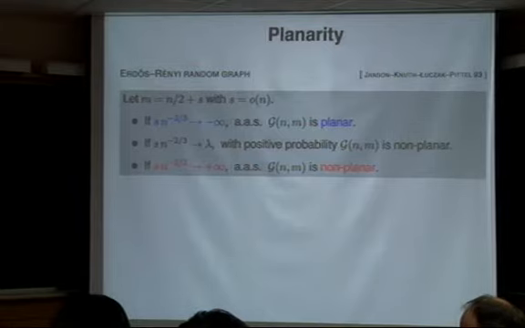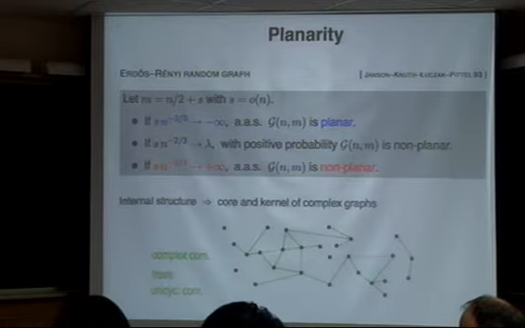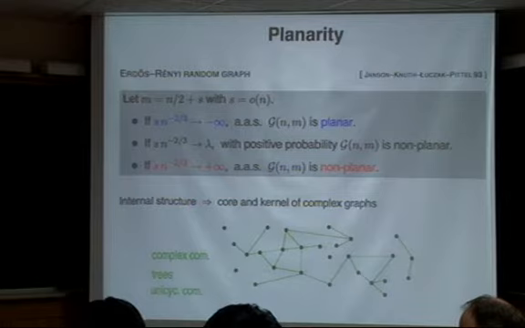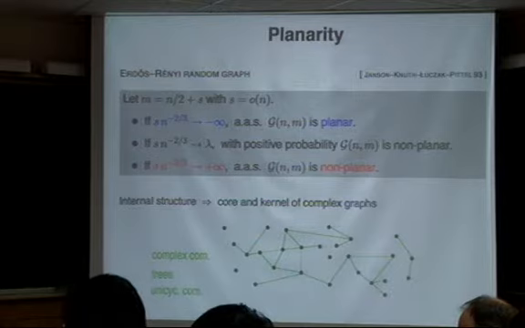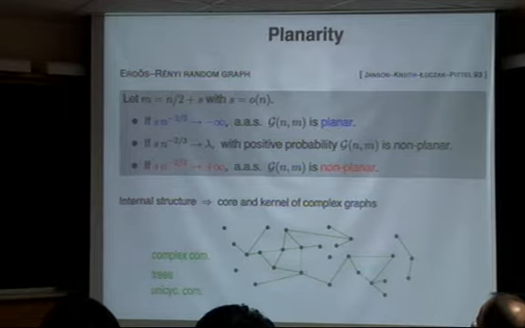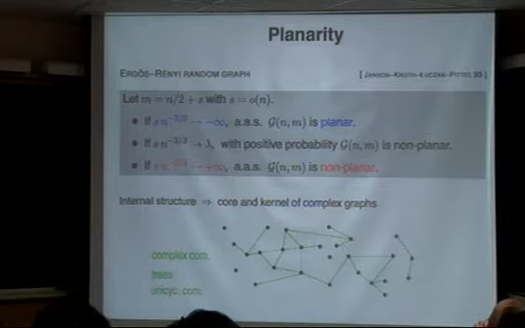And to study further what's going on in this range, we study the so-called internal structure of complex graphs. A component is called complex if it contains at least 2 cycles, which means the number of edges is strictly larger than the number of vertices. And it's complex enough because in this range, the number of edges minus the number of vertices tends to infinity. So it is rather complex. So we call it a complex component, and we look at the internal structure of complex components.